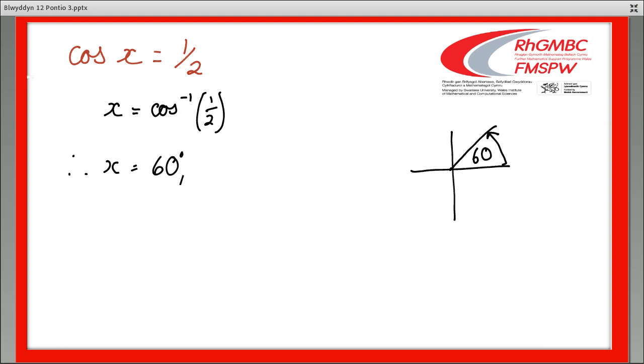Second quadrant, it's only sine, no answer there. Third quadrant, only tangent, it's not there. Fourth quadrant, cosine. So it comes down 60 degrees.